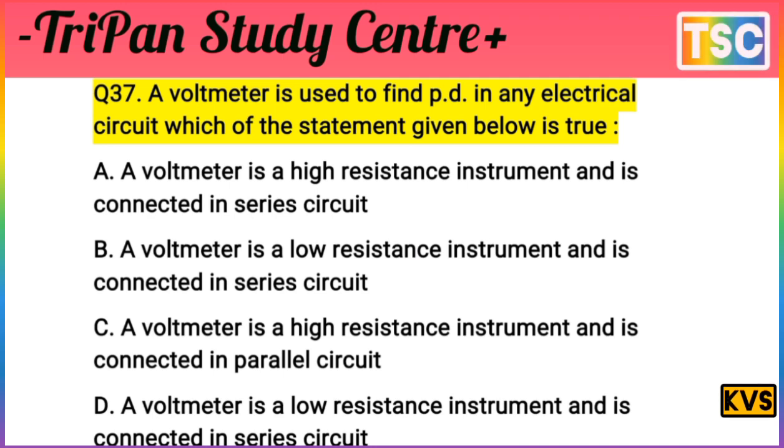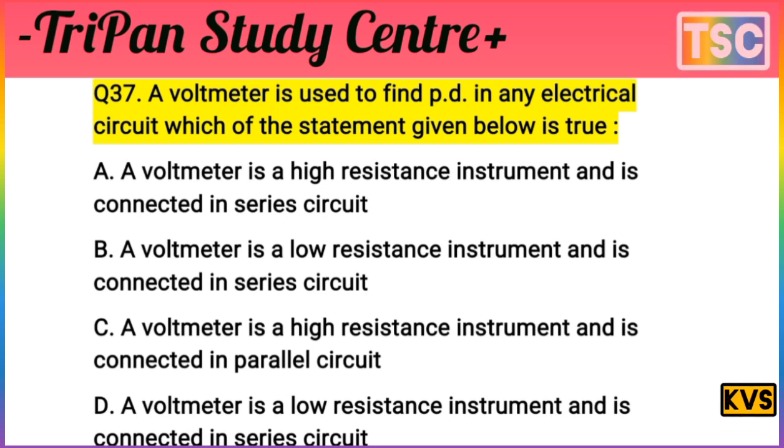Let's see option C. A voltmeter is a high resistance instrument. That's correct. The voltmeter is a high resistance instrument and is connected in a parallel circuit. That's the right answer. Compared with the first option, there is only a change: there it is a series circuit, but here it is a parallel circuit. It means option C is correct.